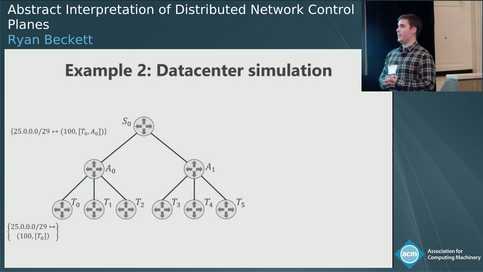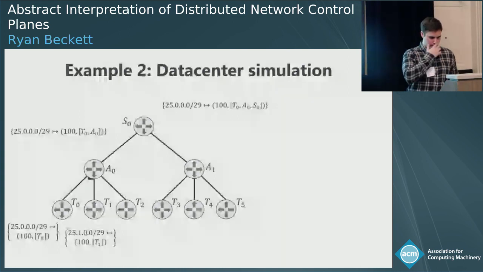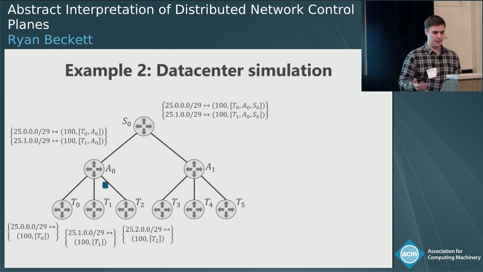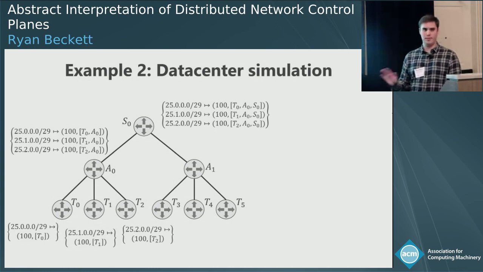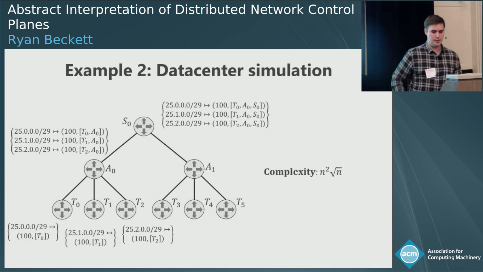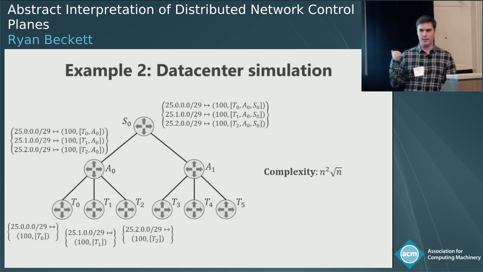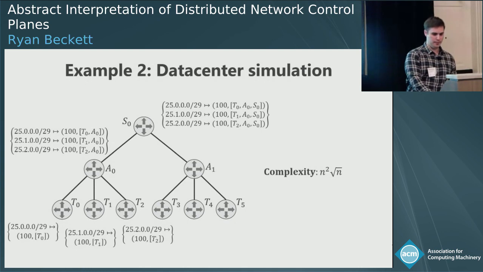And this will get propagated in a simulator and in reality from T0, and then a new route from T1, the path will get updated, and so on and so forth. And so it turns out that if you do this even for a very simple data center network with no policy, the complexity in terms of both time and space is n squared times square root of n. And so you can imagine that doesn't scale well.